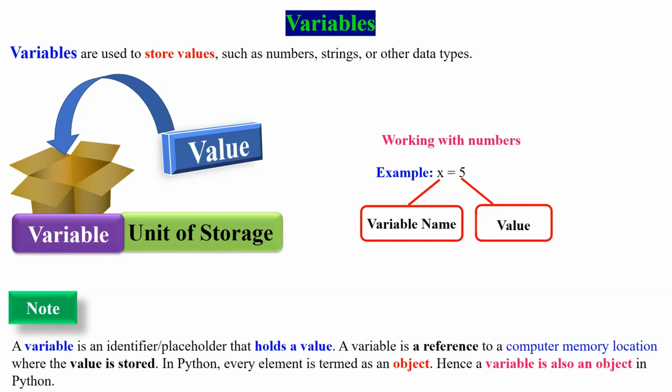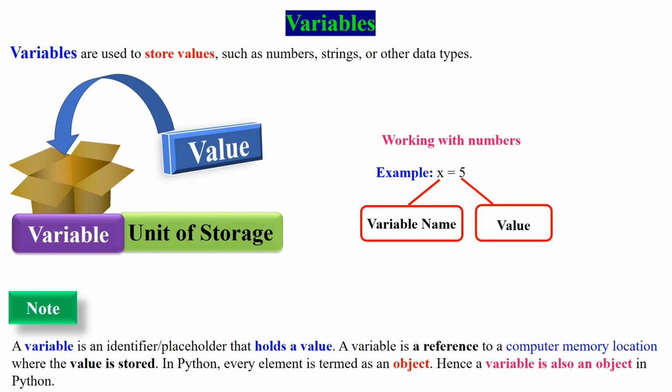Let's see about variables, working with numbers. A variable is a name that refers to a value. You can assign a value to a variable using the equal sign operator. Here's an example: x equals 5. In this example, x is the variable name, and 5 is the value that is being assigned to it. Whenever a variable name occurs in an expression, the interpreter replaces it with the value of that particular variable.